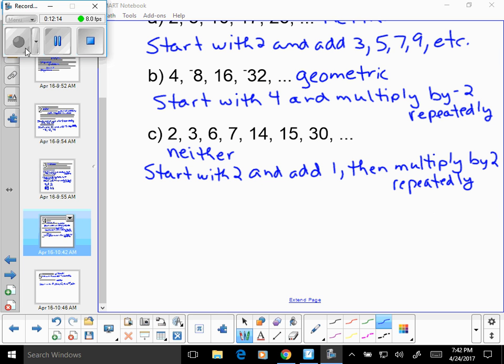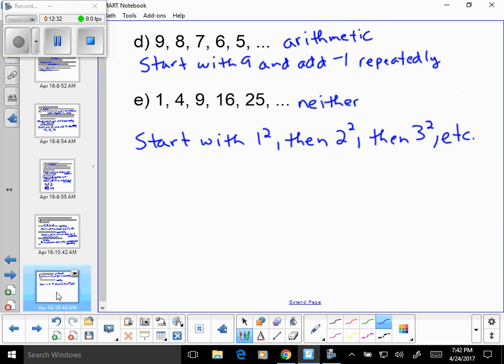Okay, in C we have a neither because we're starting with 2. And we add 1 to get 3, and after that, we multiply by 2, and we do that off and on. Add 1, times 2, add 1, times 2, add 1, times 2. In D, that is arithmetic, we're going to start with 9 and add -1 repeatedly. E is a little tricky, it's a neither, and really what we have here is 1 squared, 2 squared, 3 squared, etc. And that concludes Lesson 9-2. Catch you next time.